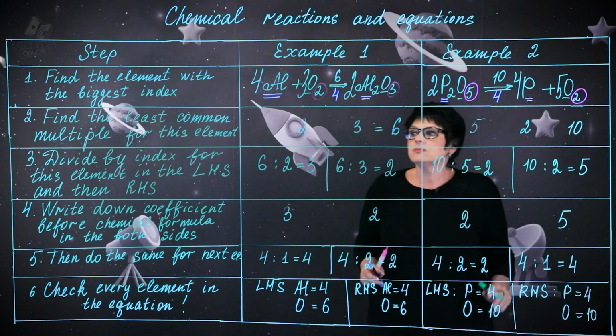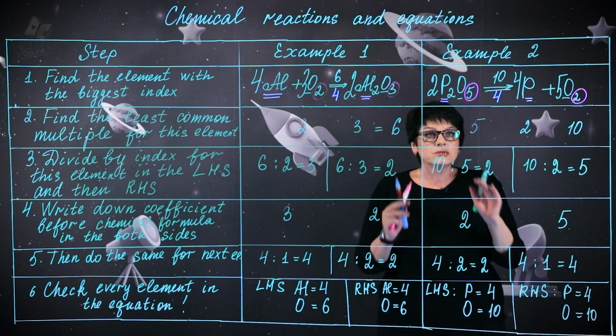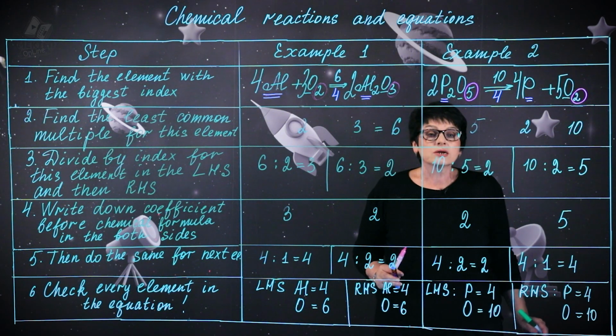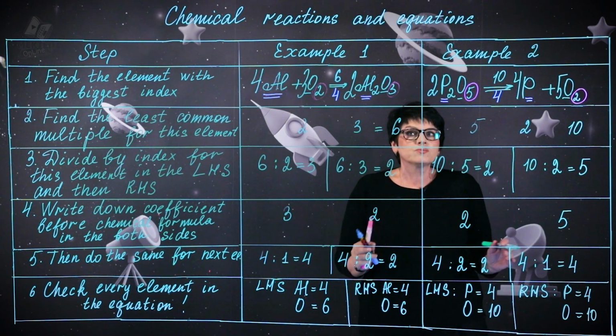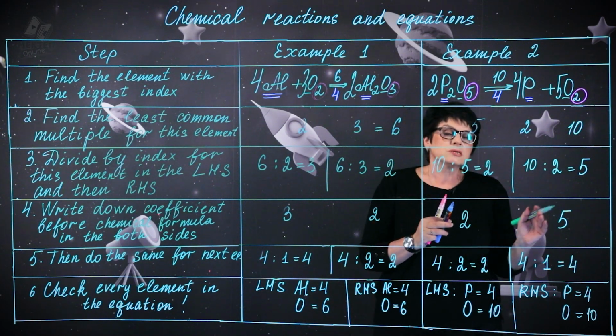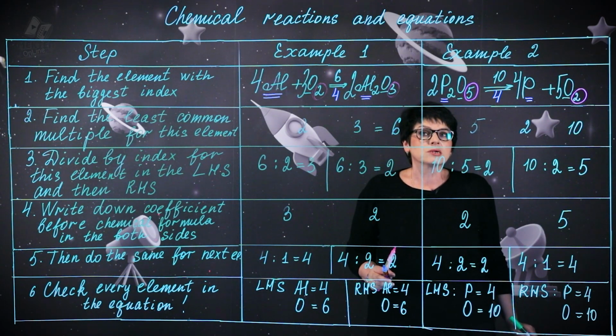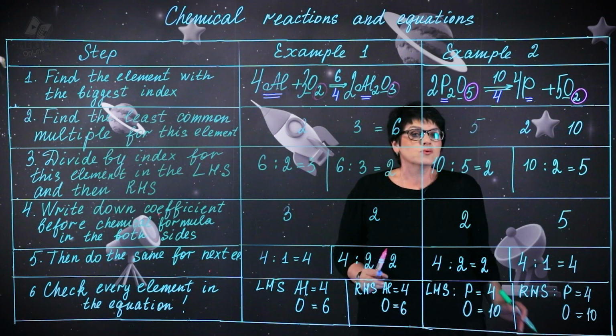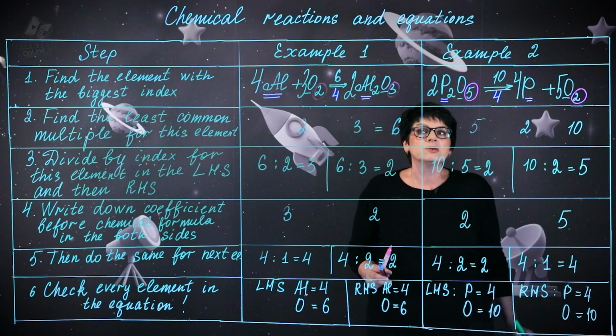So the method we use to balance these two examples today is called the least common multiple. This method is truly excellent as it enables you to manage both straightforward reactions and more intricate reaction equations. That is why I highly suggest this technique to you because it functions really well in real-world situations.